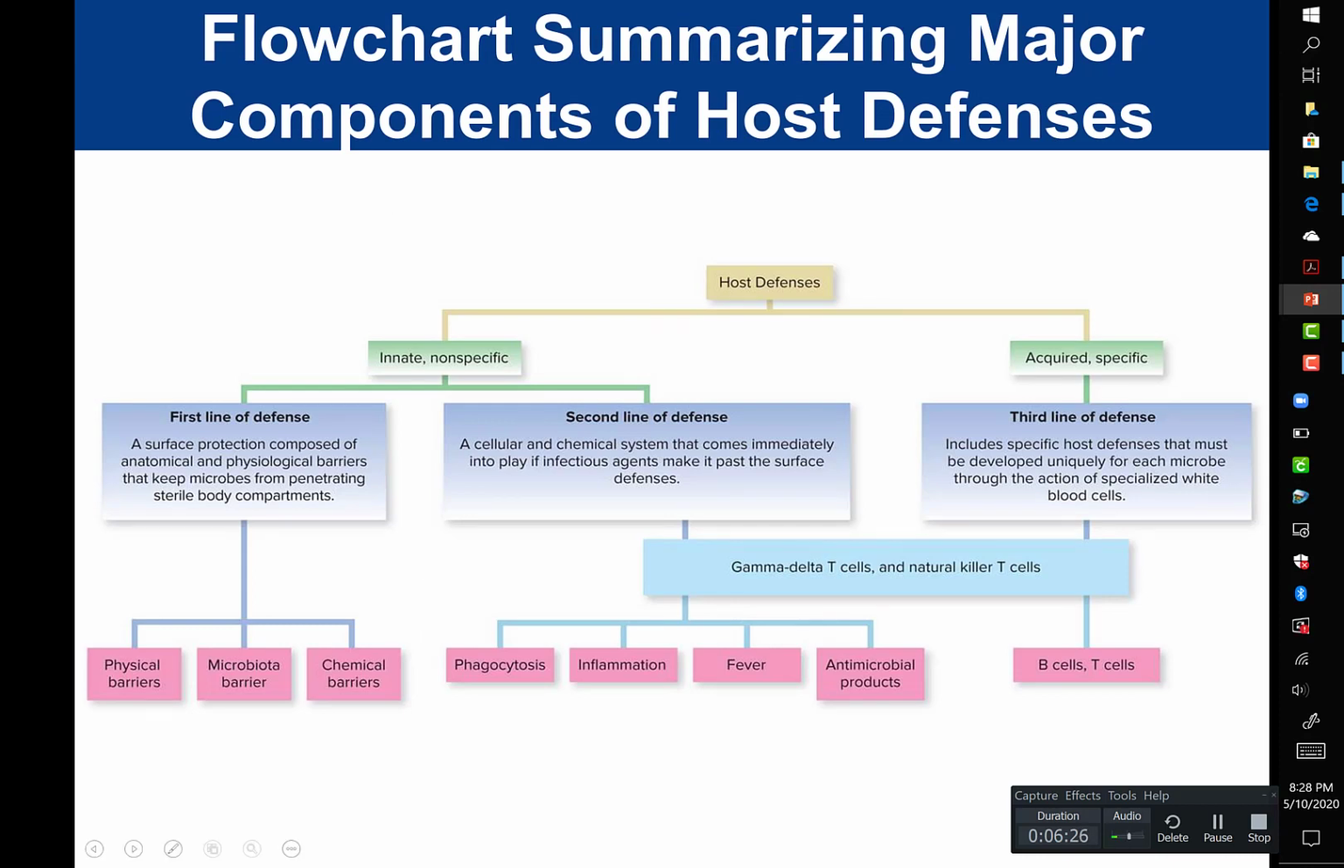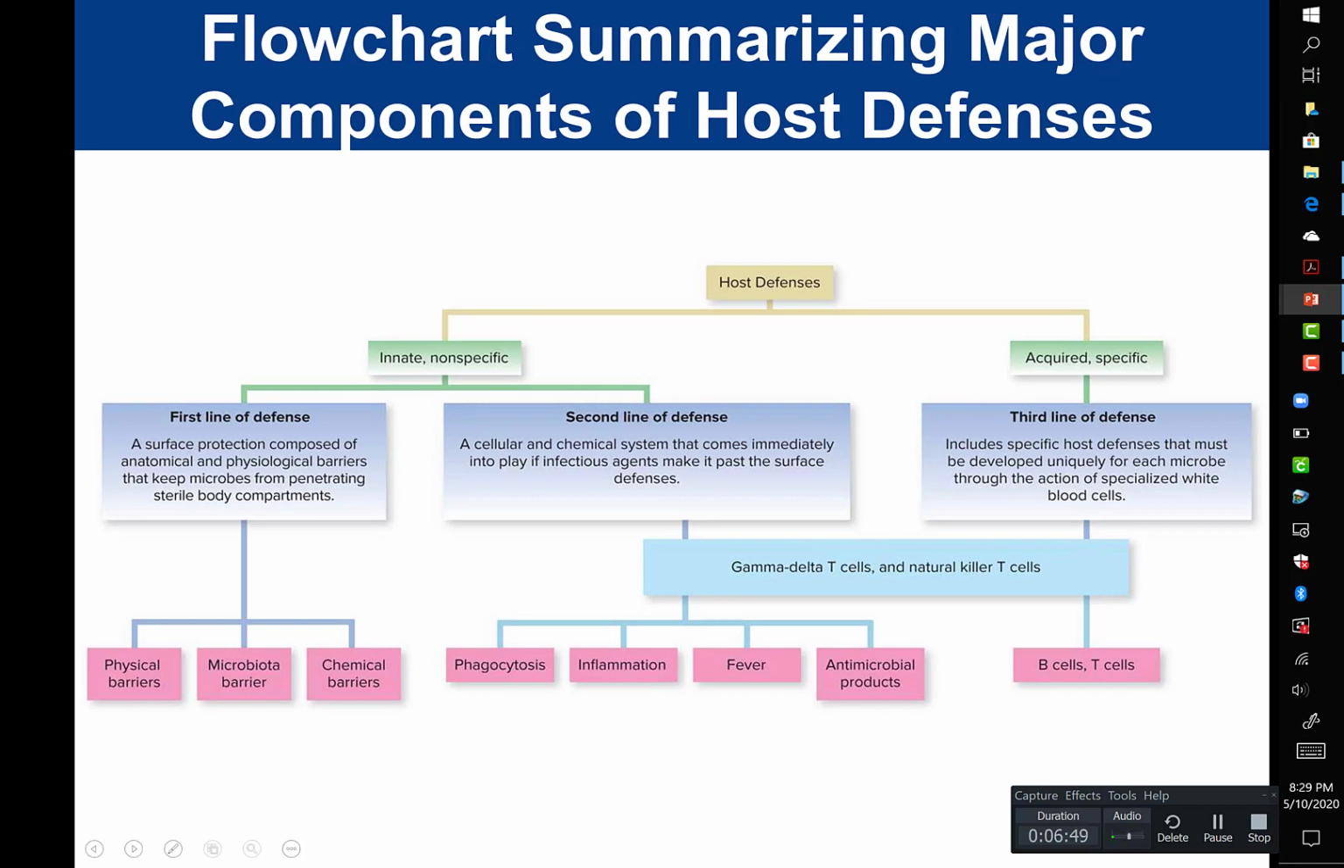So this is a flowchart basically summarizing the major components of host defenses. Again, your first and second line of defense are part of your innate immunity. Again, your innate immunity is non-specific. It's not targeting a specific pathogen. It's targeting access of any pathogens.